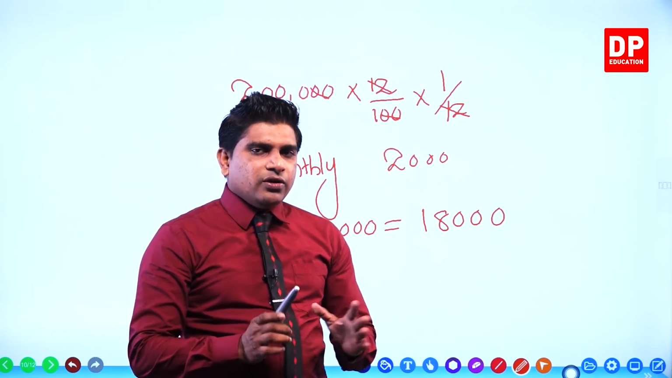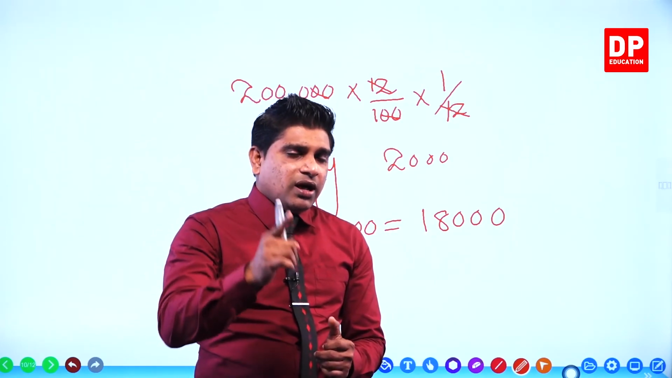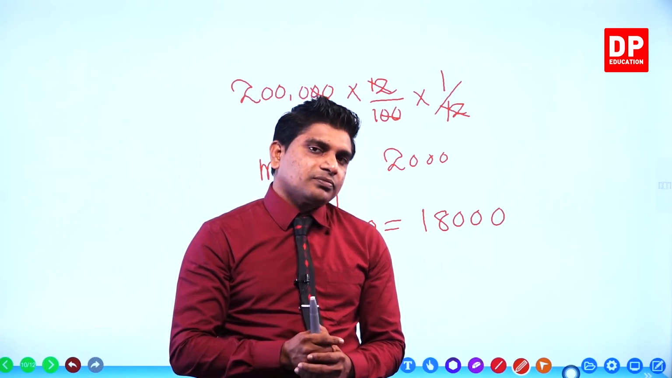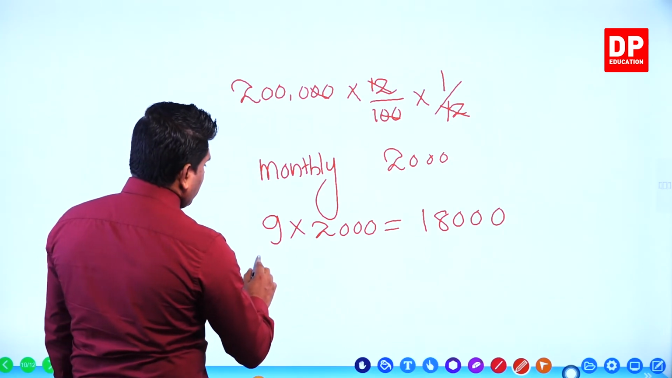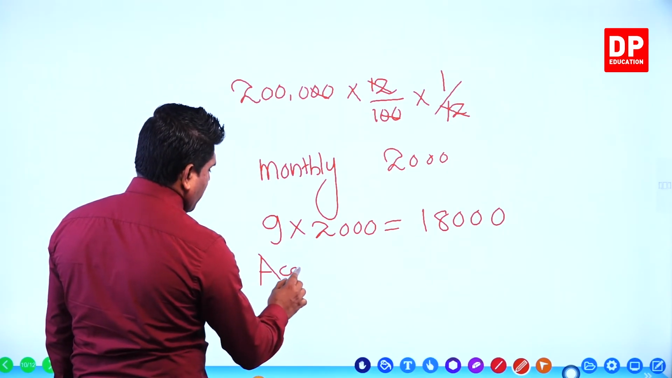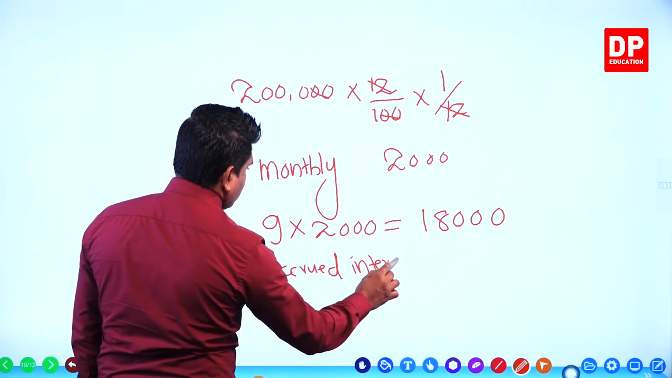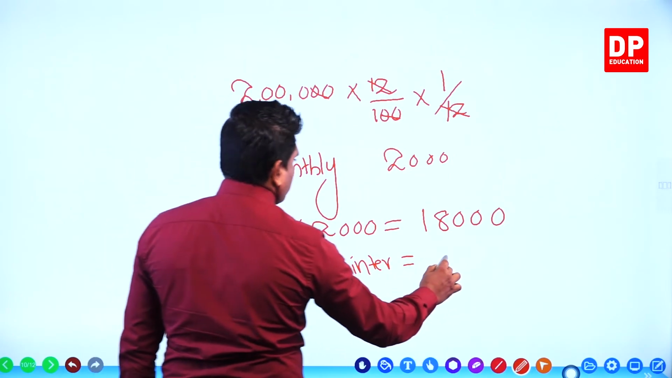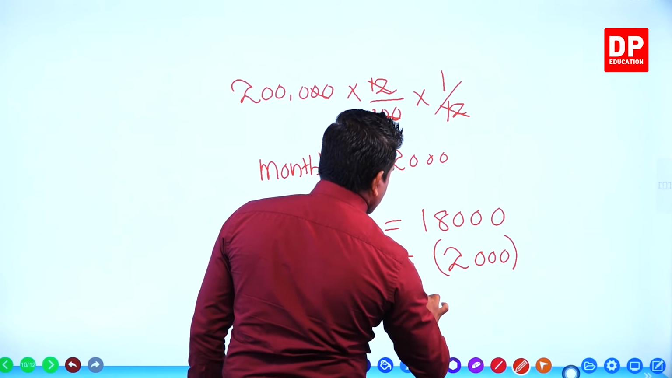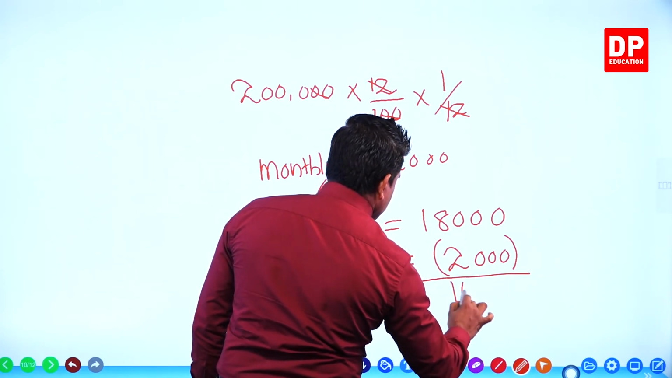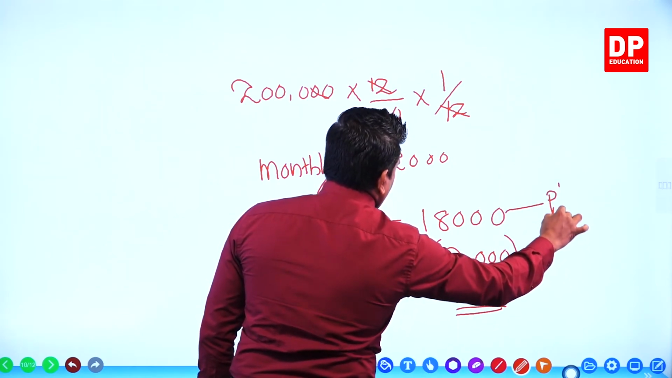April, May, June, July, August, September, like that. All the months' interest already received. Only 1 month still not received. It is the month of December. Then accrued interest, how much? Accrued interest, month of December, 2,000, right? Then actually how much have you received now? 16,000 you received. This goes to the profit and loss.